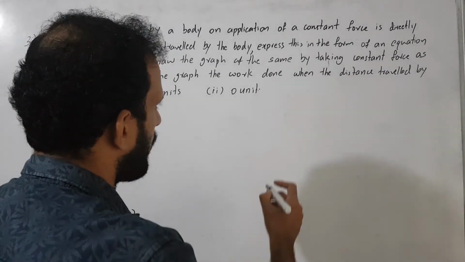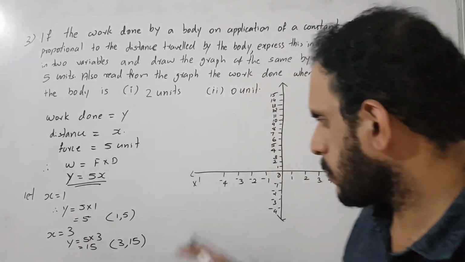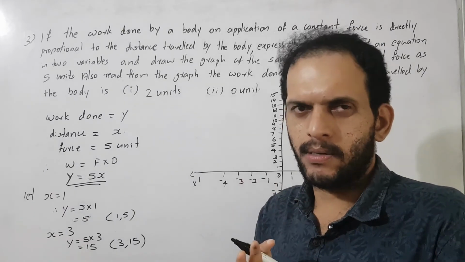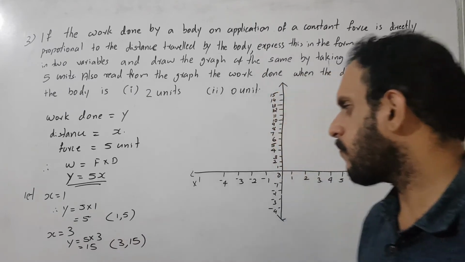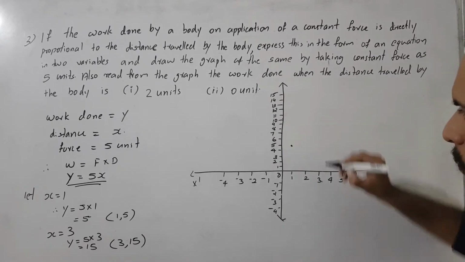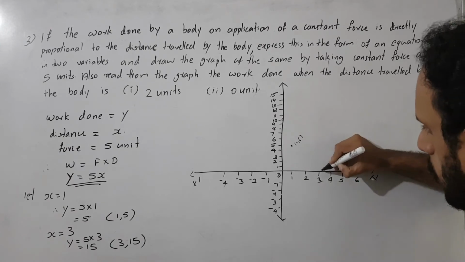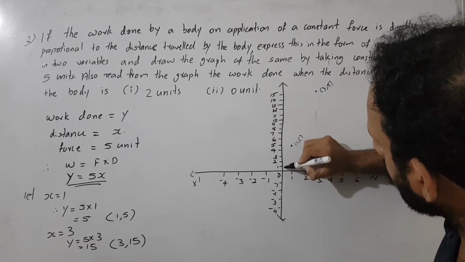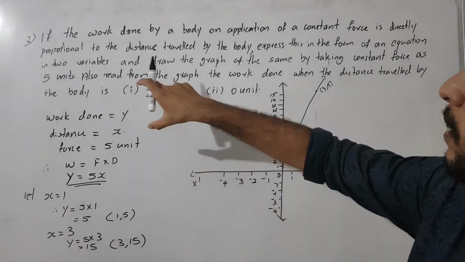So we draw the graph like this, and after that we need to mark the solutions. When marking the numbers on the x and y axis, you must take equal distances. Make a unit distance there. Clear? Then what is the first solution? The first solution is 1, 5. So 1, 5 is here, and we mark this as 1, 5. The second is 3, 15, here, and then we join the points. So the first question is over.